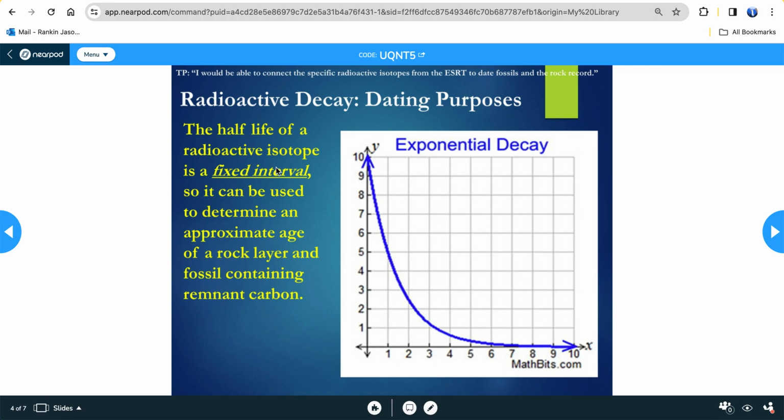All right, and then we have 4.5 times 10 to the 9 years, and that's going to be 4.5 billion years. That's a fixed rate. Last one's rubidium-87, Rb-87. That's 49 billion years, and that's a fixed interval. So it can be used to determine the approximate age of a rock layer and fossils containing the remnant of carbon-14.